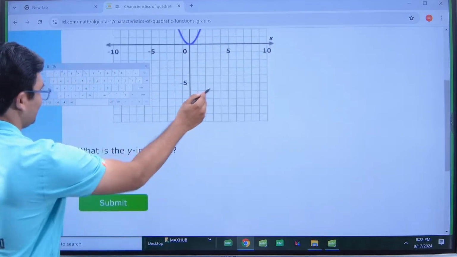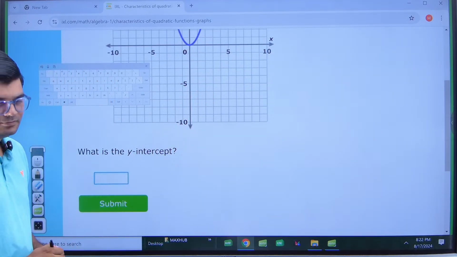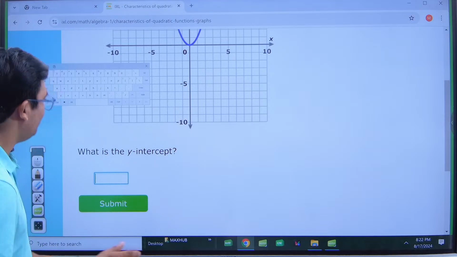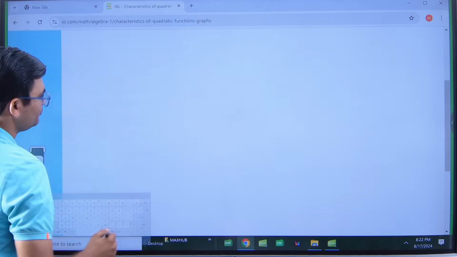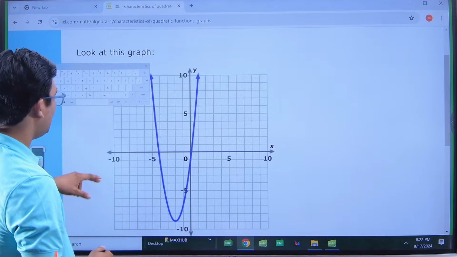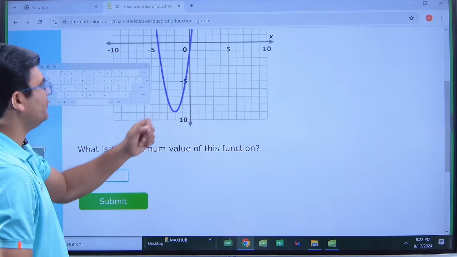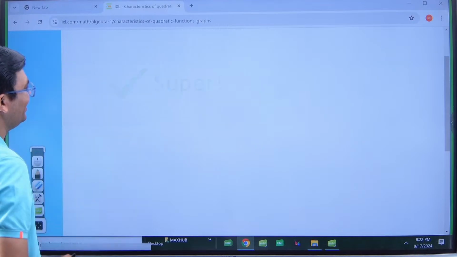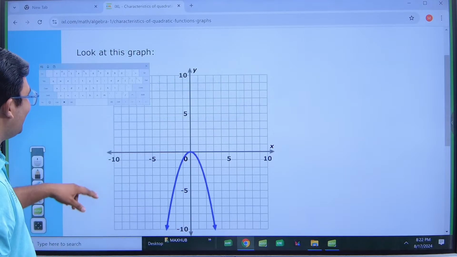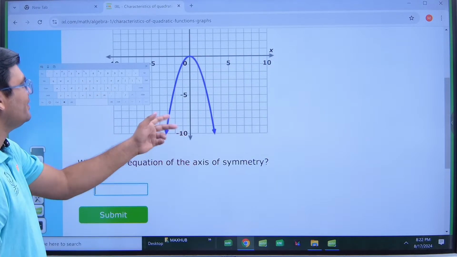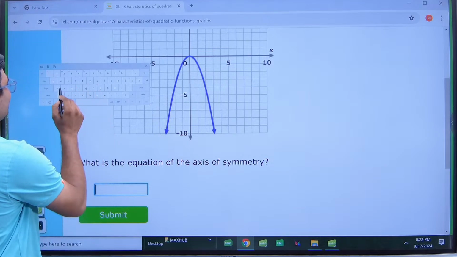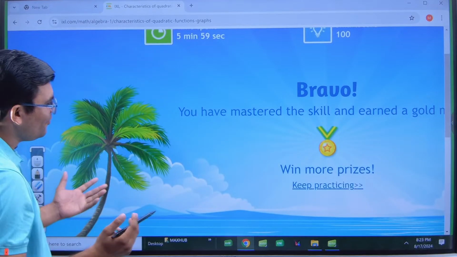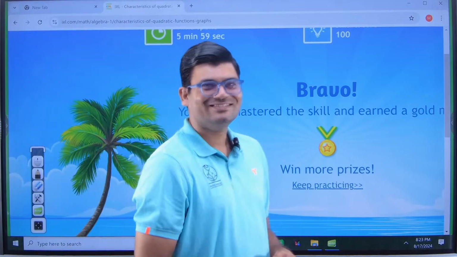Okay, and the next questions. What is the y-intercept? Sir, 0. Okay, good. Next question. You have to tell me the minimum value of this function. -9. It's so fast. Okay, write the equation of the axis of symmetry. Now it is going to be x is equal to 0. Finished, already done.